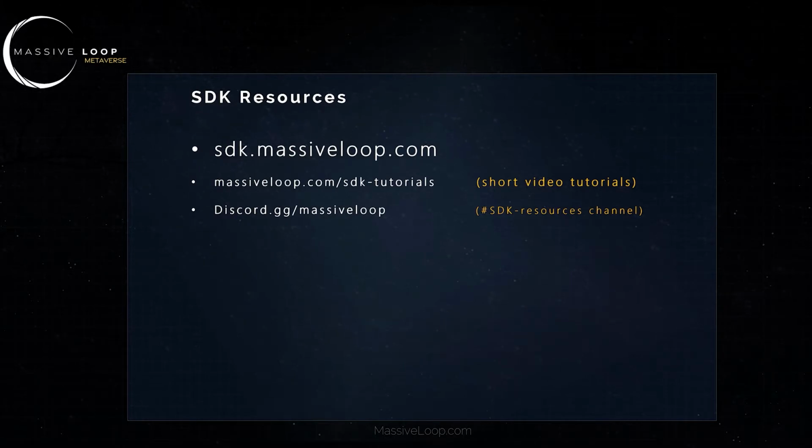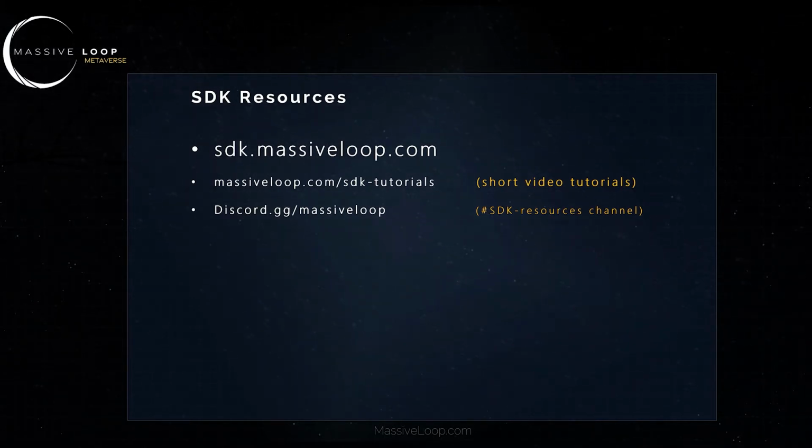The Massive Loop SDK is being updated frequently. You can always find the complete up-to-date reference document at sdk.massiveloop.com. Additional help can also be found here at massiveloop.com/SDK-tutorials, where we post short video tutorials like this one. Another great place to get help is at the SDK channels in our Discord server, where you can ask community members for help with scripting examples that you might be having trouble with.